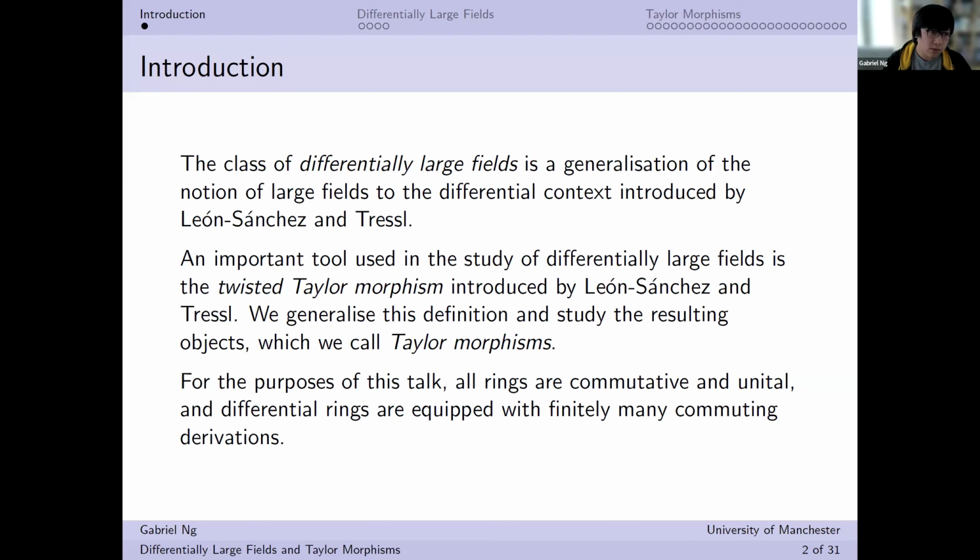Okay, so the standard disclaimer that I always give is that all the rings I talk about today are commutative and unital. The characteristic is not necessarily zero, unless I otherwise say. And the differential rings that we talk about will be equipped with finitely many, in particular m, many commuting derivations.